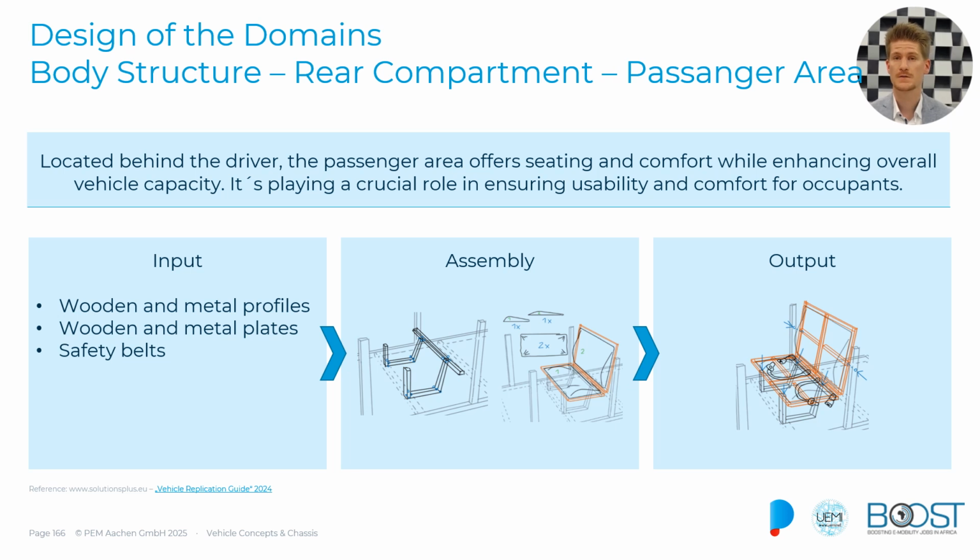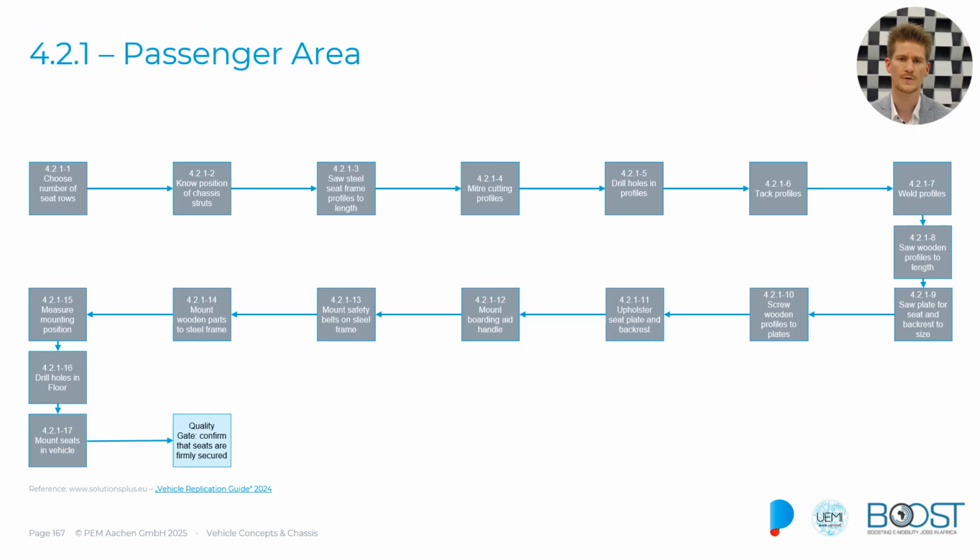And the input that we have in here are again wooden and metal profiles, and also wooden and metal plates, some foam, some fabrics, and some seat belts in order to safely secure the passengers. These things are then assembled, and the output would be something that we call a seating bench. The process for that is also quite lengthy, and we will go through it again from top to bottom.